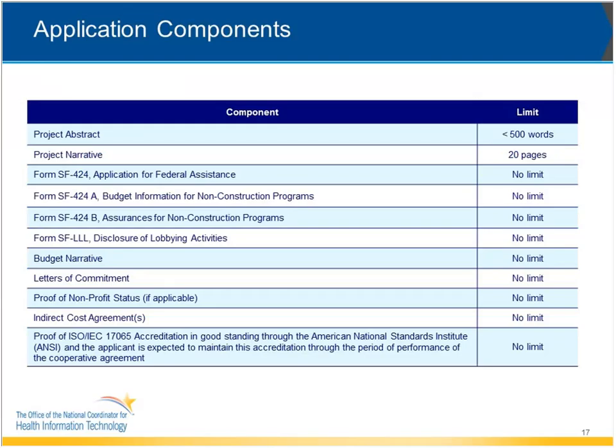There are several key components to applying. The project abstract, which is less than 500 words. The project narrative, which is at the most 20 pages. And there are several forms that you have to complete: the SF-424, the SF-424A, the SF-424B, the SF-LLL lobbying activities form, as well as your budget narrative, letters of commitment, proof of nonprofit status, indirect costs, and of course, proof that you have an ISO/IEC 17065 accreditation, as mentioned earlier.